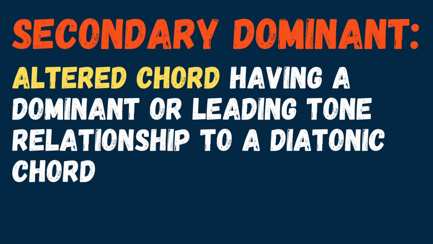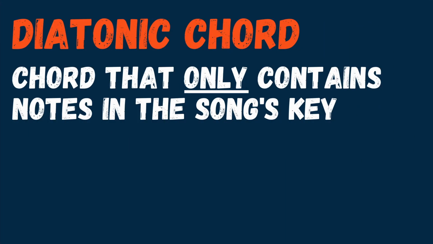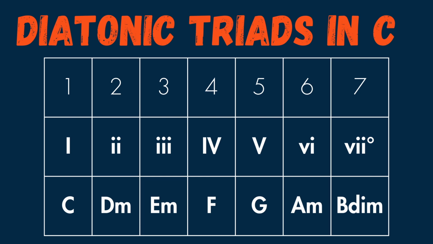So we've broken down that a secondary dominant must first be an altered chord and second function as a dominant chord to another chord that is naturally occurring in our key. A naturally occurring or diatonic chord within a key is simply a chord that happens in that key naturally, and doesn't contain any notes that aren't in the key. So in C major, our diatonic triads are going to be C major, D minor, E minor, F major, G major, A minor, and B diminished.